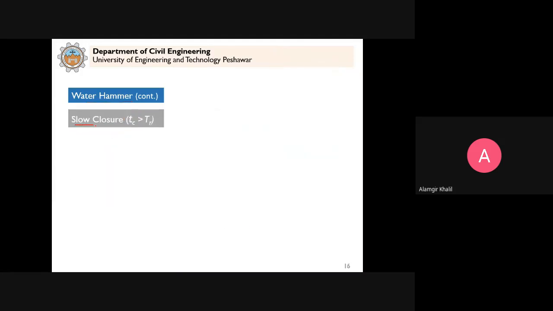Next we have the slow closure, when we close the valve very slowly. In that case, the time of closure is greater than the return trip. So what does it mean? It means that the maximum pressure in the case of instantaneous closure or rapid closure is never achieved. When we close the valve very slowly, the pressure increase will occur, but it will be very small. So this is a better condition, clear? Because the time of closure is now greater than the return trip.